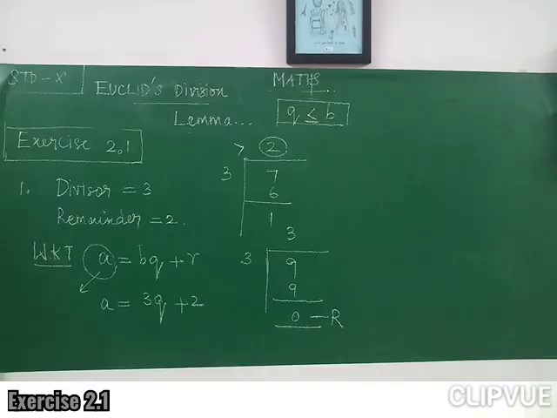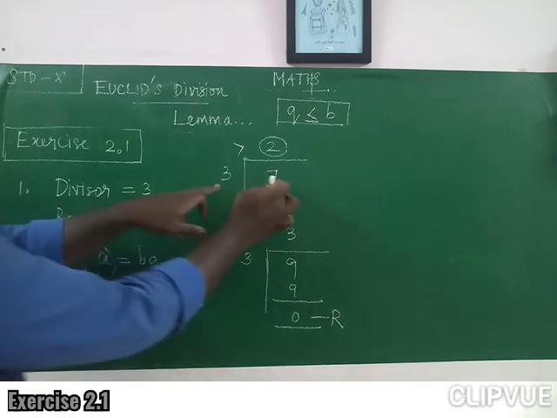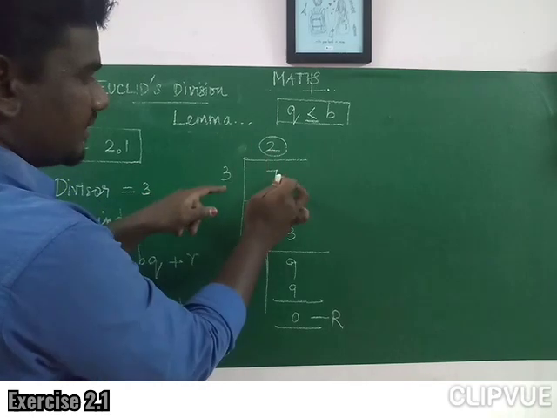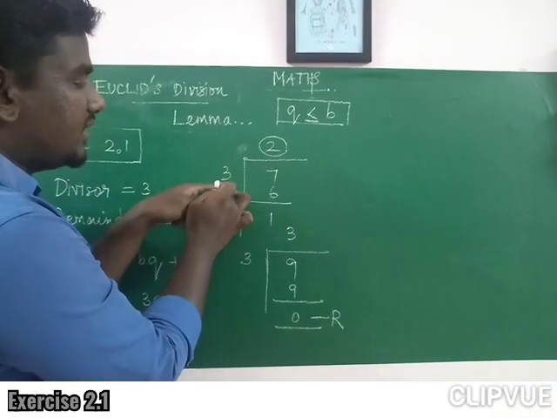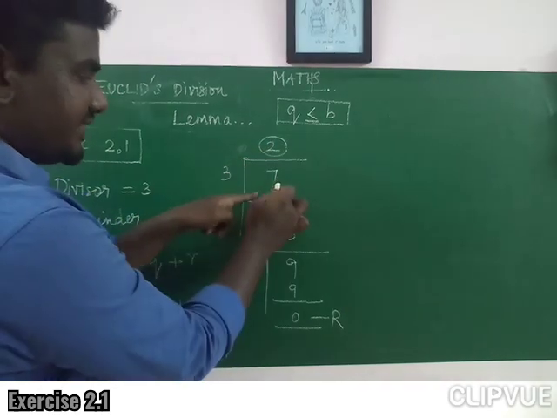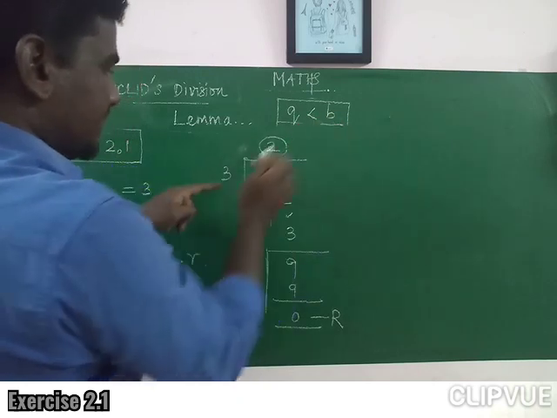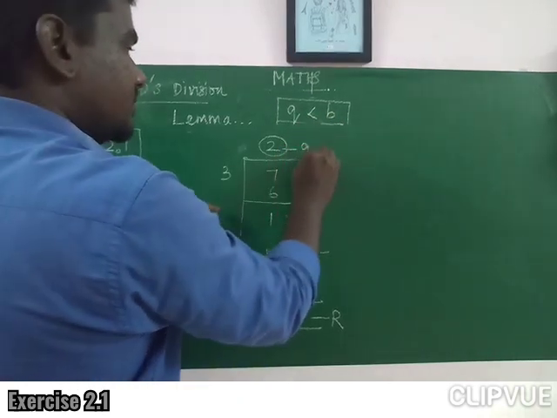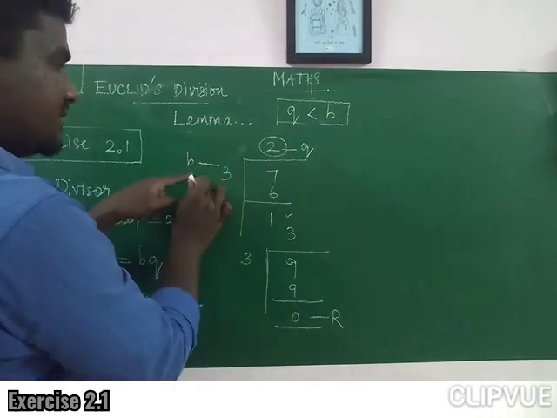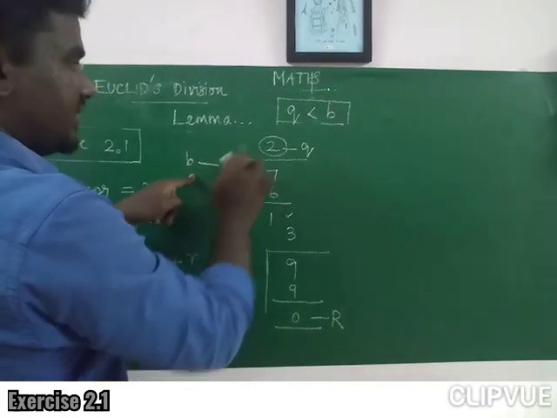Here I divide the number 7 by 3. How many 3's are there? Two 3's. 2 into 3 is 6. Remaining 1. So here this is the quotient q, this is b, the divisor. The remainder value is less than the divisor.